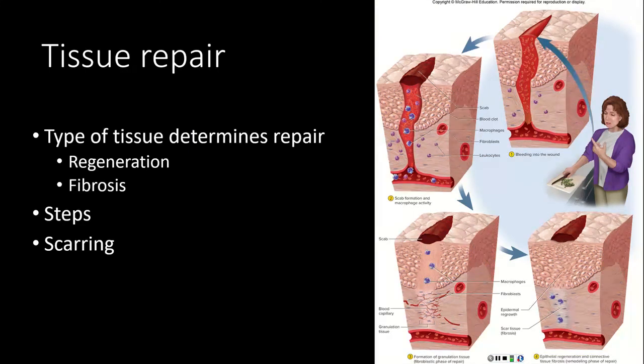Tissue repair. So now moving on to, we have tissue that gets damaged. How do we fix that damage? Well, the tissue is going to start to fix itself, and it depends on a couple of things. One, it depends on what type of tissue is damaged. And two, it depends on how severe the damage was. And when that tissue starts to fix itself, then we're going to go through two different things.